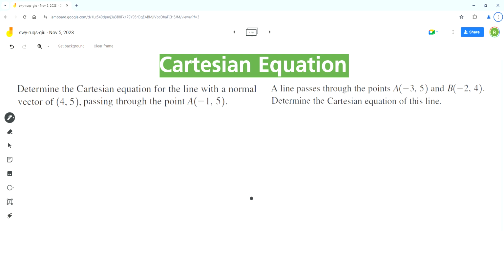So in this video, we'll solve these two problems based on the concepts of Cartesian equations. So let's start with the first problem. Determine the Cartesian equation for the line with a normal vector of (4, 5) and passing through the point A(-1, 5). So we can start by drawing a graph for this problem to understand what's given and what we need to find.